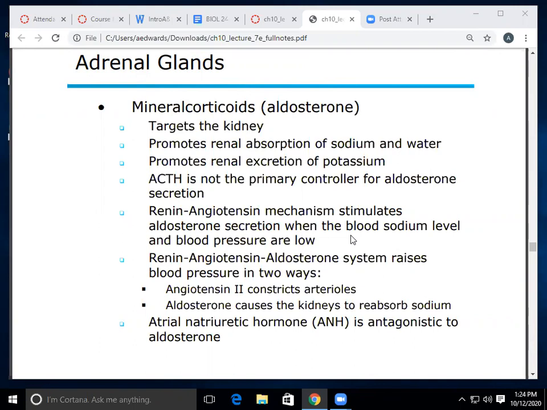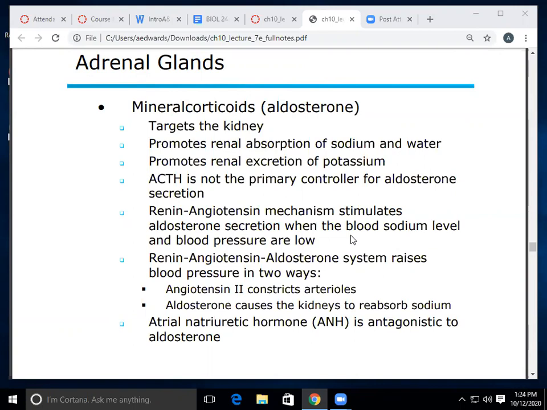All right, and this happens, it basically stimulates aldosterone secretion if your blood sodium levels get too low and your blood pressure gets too low. All right, so its function is to raise your blood pressure. How does it do that? Well, there's a hormone called angiotensin 2, and it constricts the arterioles. So if you have an arteriole, it's like a small artery. And if you constrict it, you have more pressure against the walls of that artery, right?